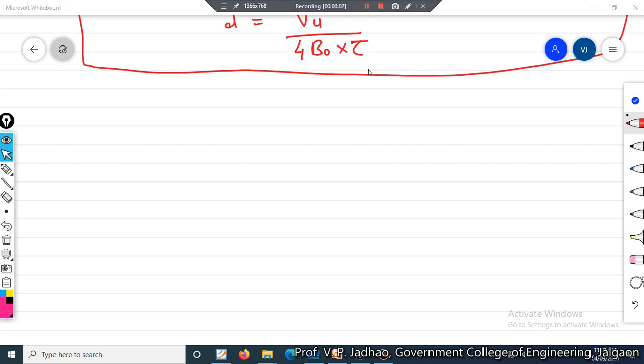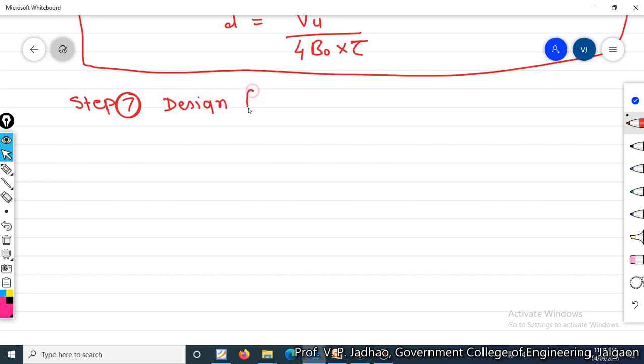Now the next step is step number 7. The next step is design for bending tension in longitudinal direction, that is design for steel.